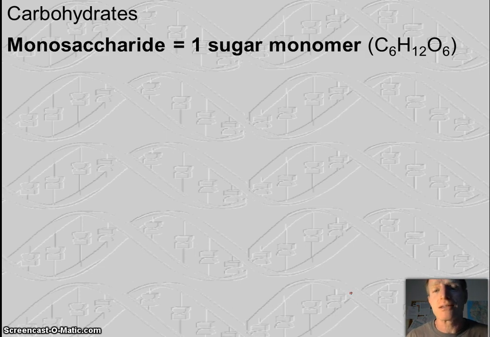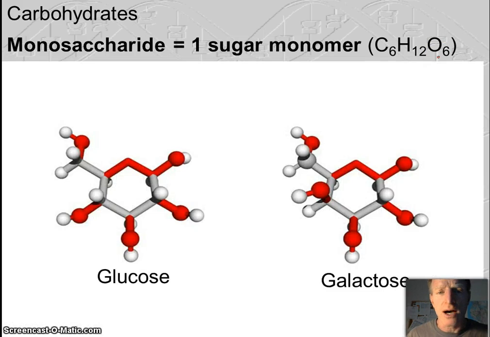The monosaccharide, simple sugar, is one sugar molecule, a sugar monomer, and the formula for that is C6H12O6. So in carbohydrates, we always see this ratio of 2 hydrogens for every 1 oxygen. As we build up, for example, a disaccharide, we'd see C12H22O11, same ratio, 2 to 1 of hydrogen to oxygen.